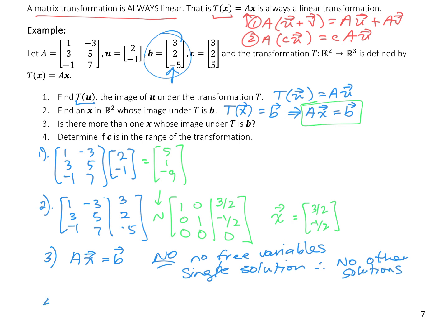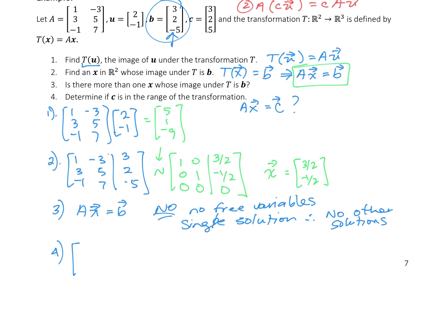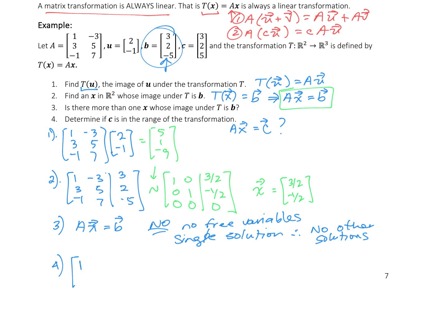The last one, question 4, says, is C in the range of the transformation? Again, all we're trying to figure out is whether there is some X vector such that when we apply our transformation, A times that X vector, we get C. So we're going to set up our lovely augmented matrix. -1, 5, 7. Am I over my 20 minutes? I am absolutely over my 20 minutes, but I tried. All right, 3, 2, 5.